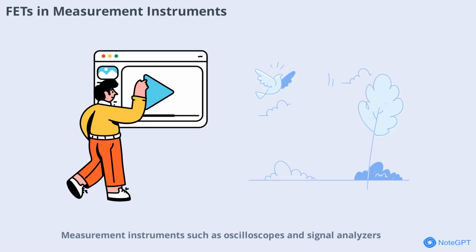Measurement instruments such as oscilloscopes and signal analyzers often use FETs in their input stages. The high input impedance of FETs prevents loading of the measured circuit, ensuring accurate readings. This property is crucial for precision measurement and scientific research.